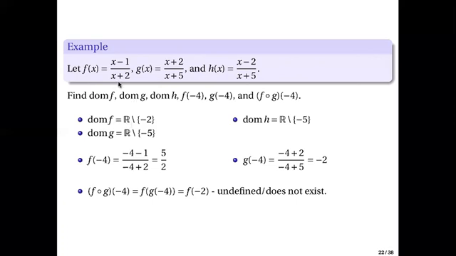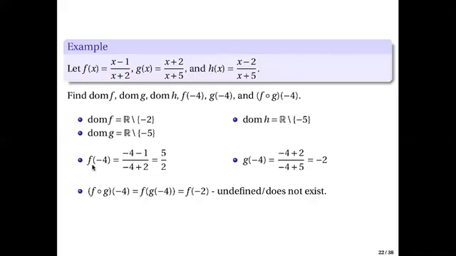So for the function f, the denominator is x plus 2. If x plus 2 equals 0, then x equals negative 2. Then you remove that negative 2. For g of x and h of x, the denominators are the same, which is x plus 5. So we solve x plus 5 equals 0 and get x equals negative 5. We remove that x equals negative 5 from the set of real numbers, and you will get the domains of g and h.